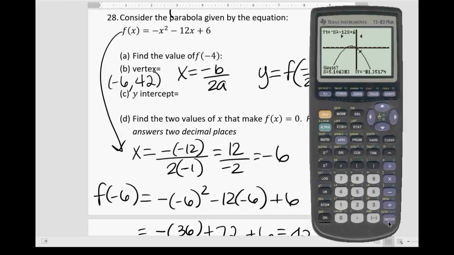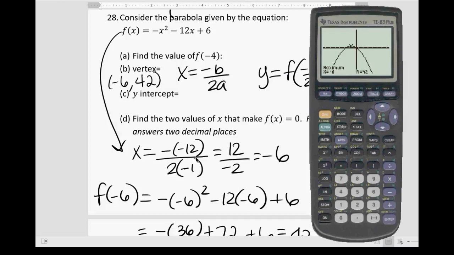Doesn't matter where you go. Enter. So now you're telling the calculator only focus on this region here. Tell me the maximum of this region on my graph. It's asking you, do you want me to guess? And you say, yes, I do. And you press enter. And then it tells you the maximum point. That's at negative 6, 42. That's your vertex. So it found it for us.